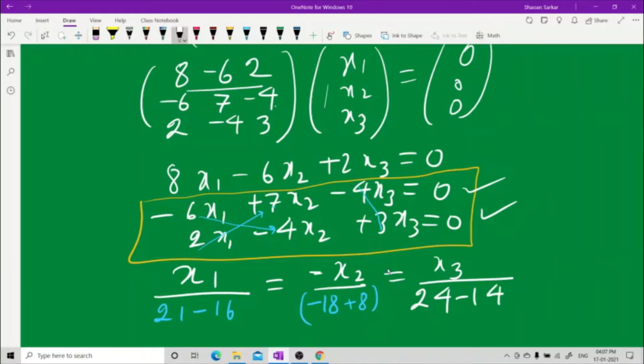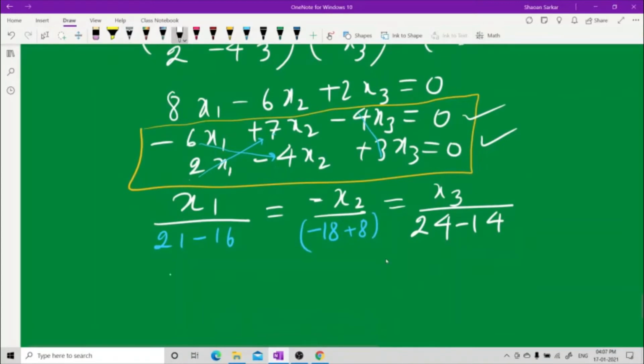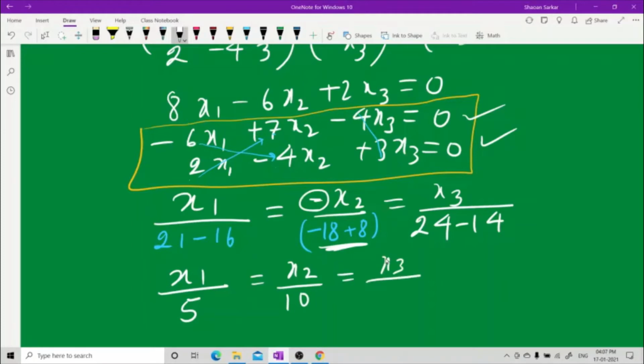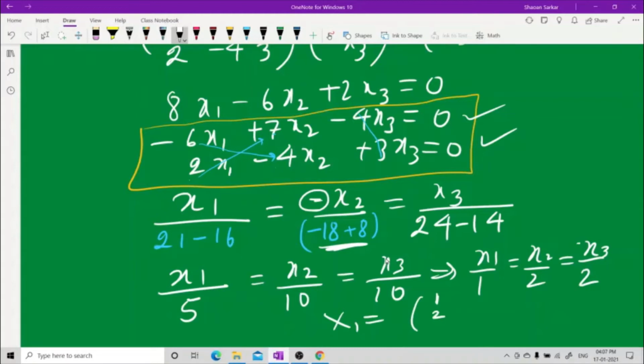Now the next part is x1 by 5, x2 by, this will be minus 10, but there is a minus here, so plus 10. And x3 will be again 10. So you divide by 5. So you have x1 by 1, x2 by 2, and x3 by 2. So the first vector for this is 1, 2, 2. This is the way you write the vectors.